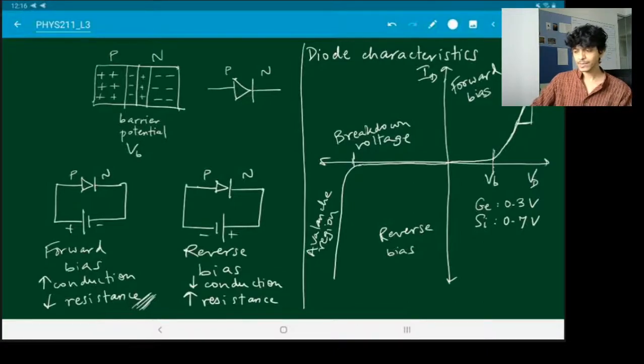We will see some applications of the diode in the forward bias and some in the reverse bias, up to the reverse breakdown voltage. Okay, let's look at some applications of diode circuits. The first that we are going to look at is called the diode full wave rectifier.